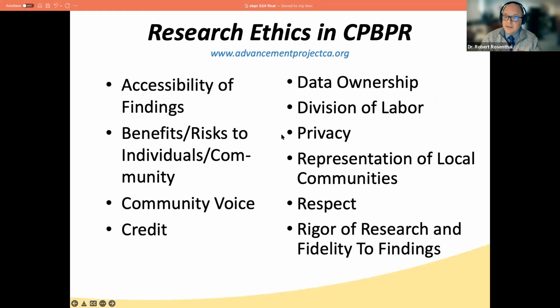Can we assure privacy not only of the individuals who are being studied, but of the community as a whole? How do we represent local communities? What happens if there is a negative response to the research? How do we deal with that?